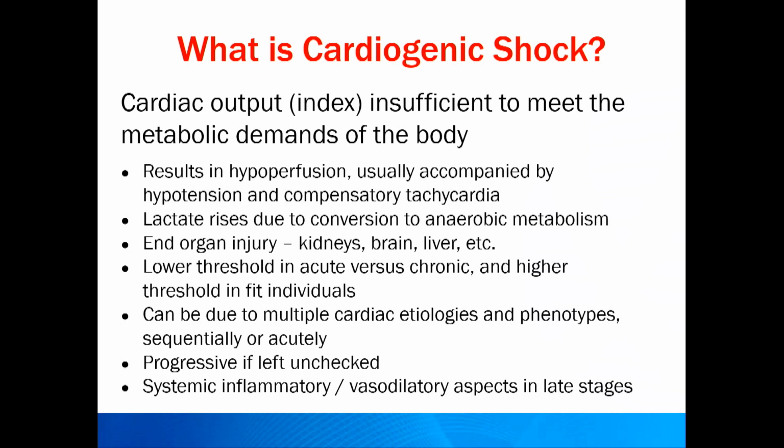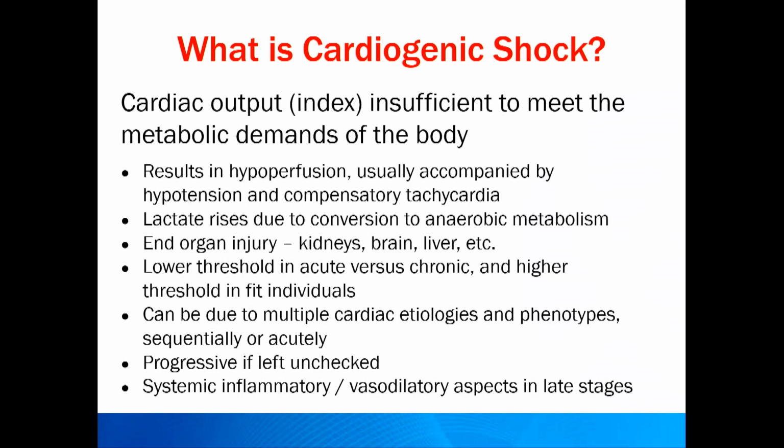So what is cardiogenic shock? It's when the index or output is insufficient to meet the metabolic demands of the body, results in hypoperfusion, usually accompanied by hypotension and compensatory tachycardia. Lactate rises due to conversion to anaerobic metabolism, end organ injury, backwards as in the liver, and forward and backwards in the kidneys, and forward in the brain. Lower threshold in acute versus chronic, and higher threshold in fit individuals, so young individuals, good myocardial oxygen extraction in their extremities, they can survive longer without developing cardiogenic shock.